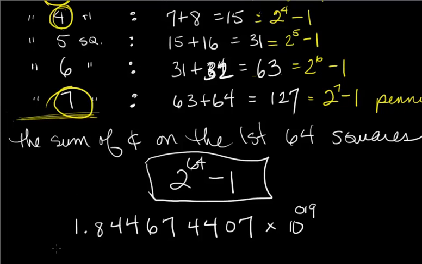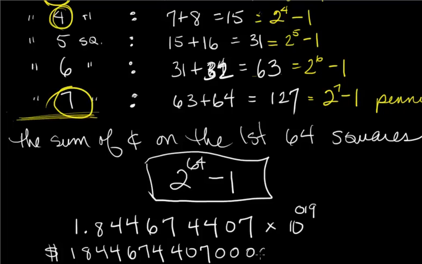So in dollars, I will have 1,844,674,407. That's 9 places to the right. 10, 11, 12, 13, 14, 15, 16, 17. I'm moving it, it's the same thing as moving it 19 to the right and then dividing it by 100 to get dollars. So now let's put in our commas and see if we can even read the number.